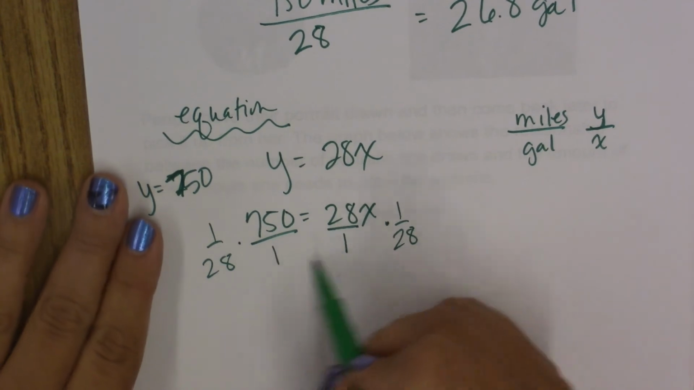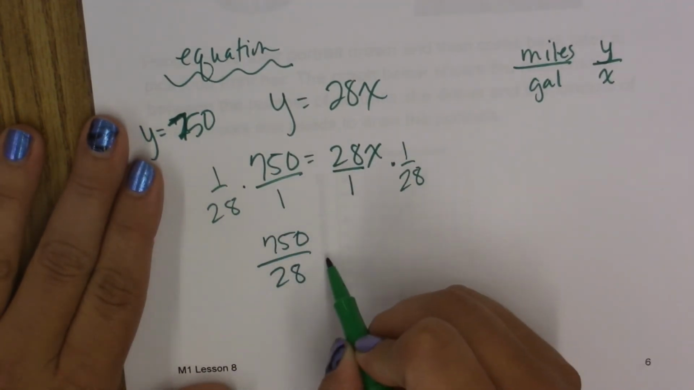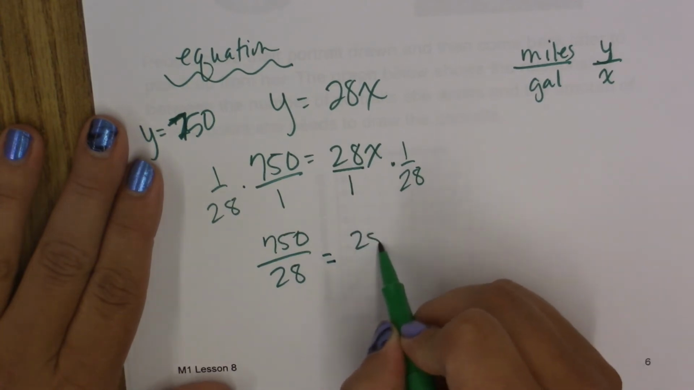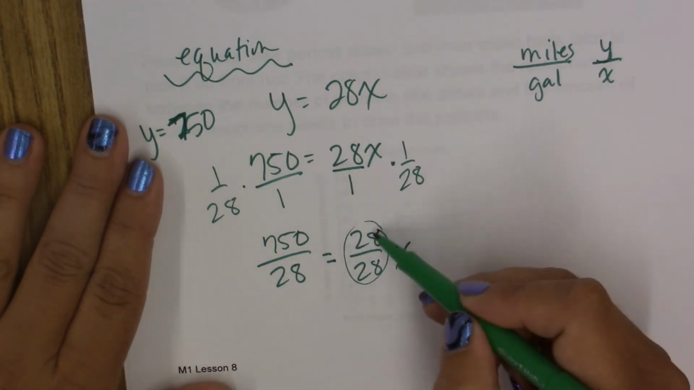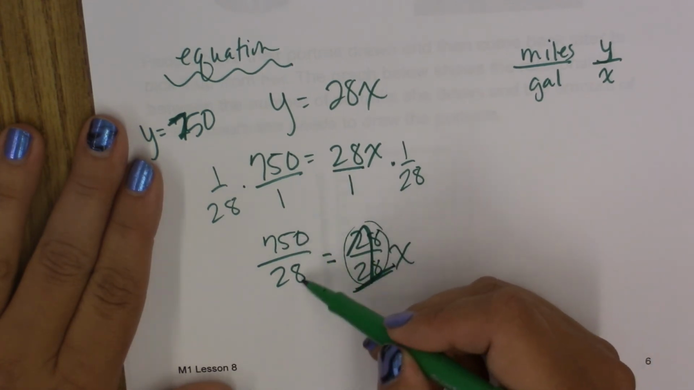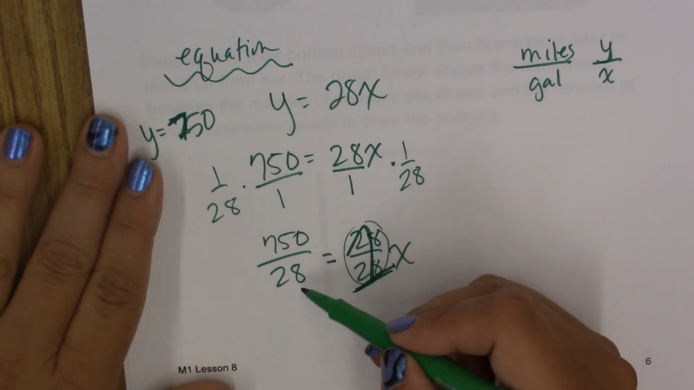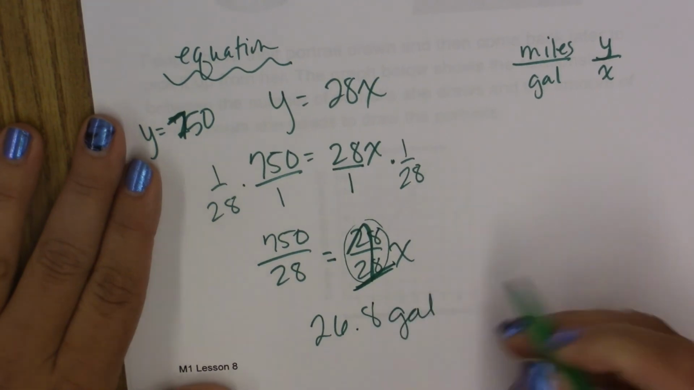All right, so now when we multiply, we get 750 over 28. And then we get 28 over 28 times x. So this right here turns into a 1. And again, we're dividing that 750 divided by 28, which gives us 26.8 gallons of gas.